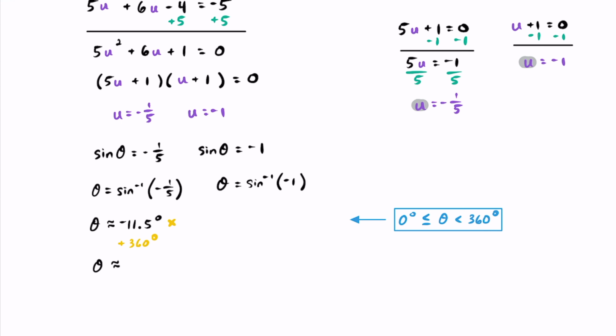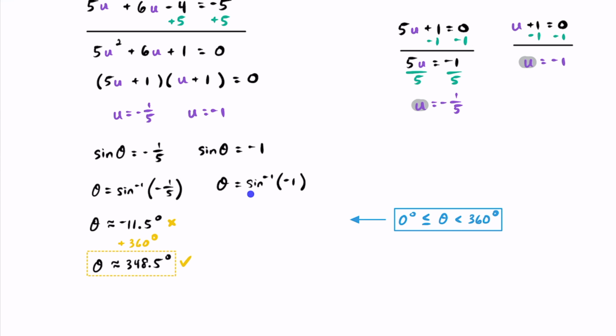So we're going to say this is going to be about 348.5 degrees. This angle would be in the same location as -11.5 degrees, but it fits between our restrictions of 0 degrees to 360 degrees.